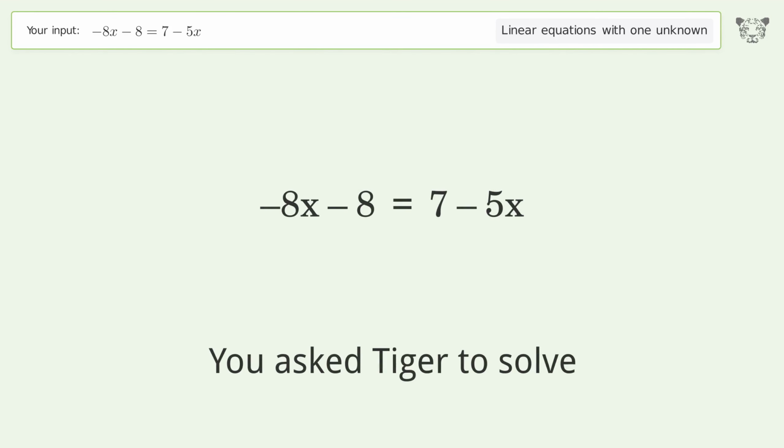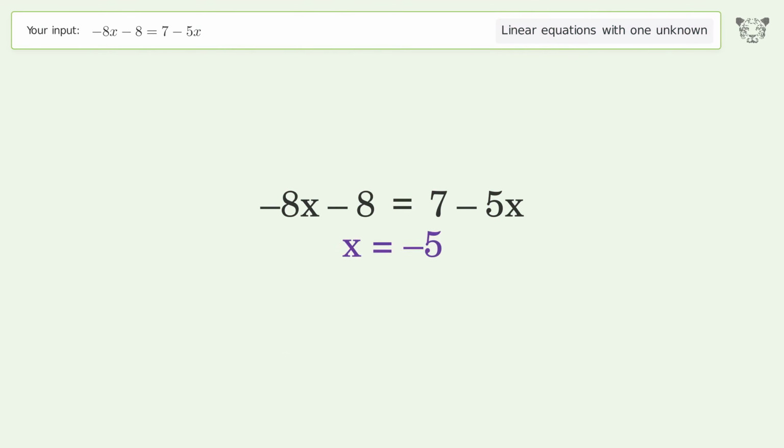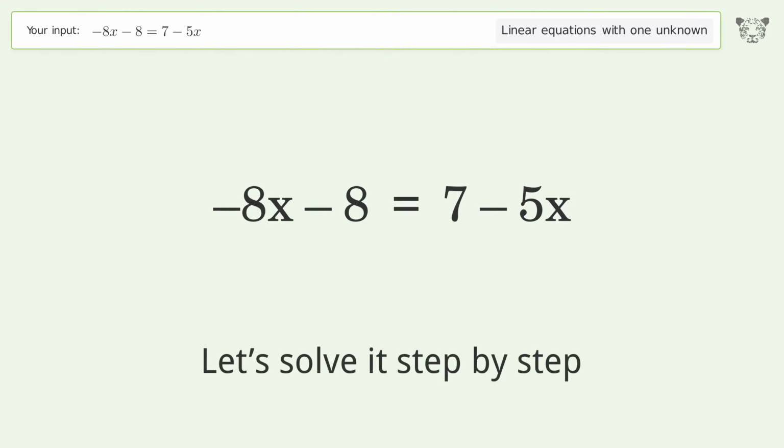You ask Tiger to solve. This deals with linear equations with one unknown. The final result is x equals -5. Let's solve it step by step.